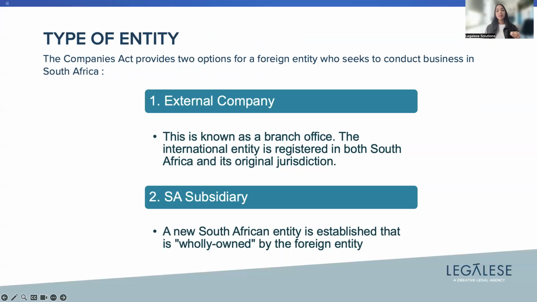With this option, an external company registered in South Africa is not considered a new entity. You don't create two separate entities. Instead, the one company remains that one company and is simply registered in another country. So the operations in South Africa are that of a branch office and remain that of the external company in whatever country they originate from. So they are not two entities, simply one registered in two countries.